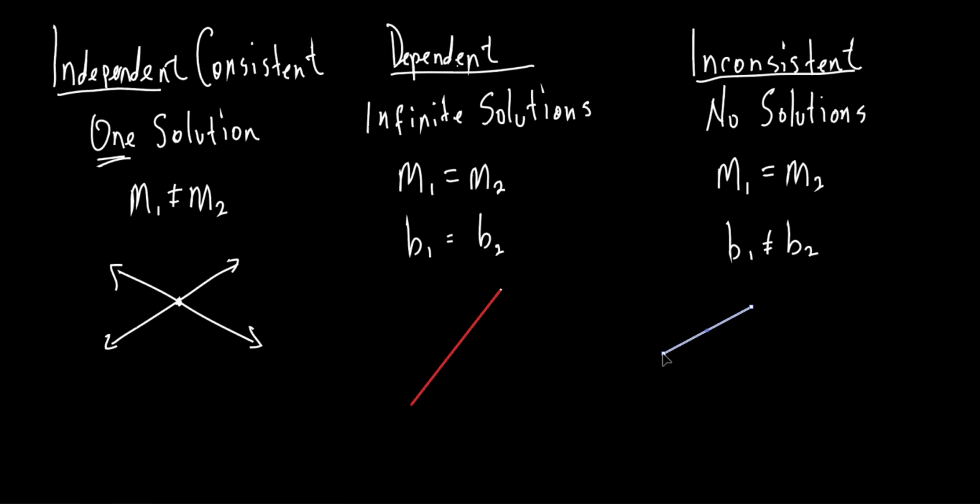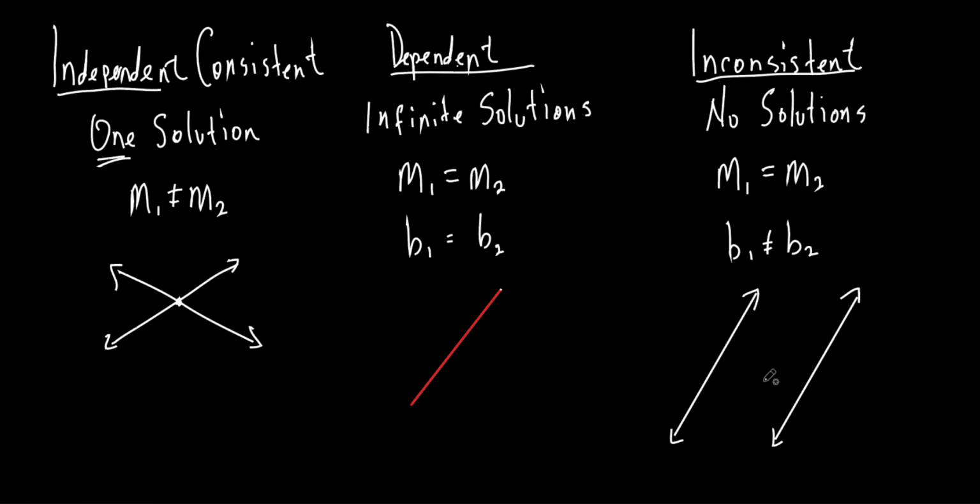Let's make it look a little bit better than that. There we go. Copy, paste. There you go. There's two lines right there. And if they never intersect each other, and if they have the same slope and different y-intercepts, they will never intersect each other. And they would be parallel lines.